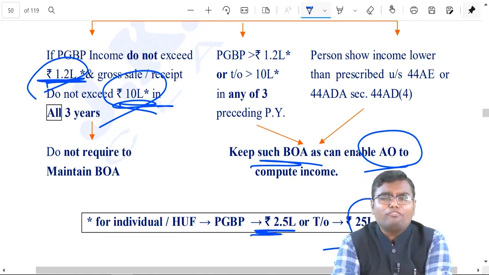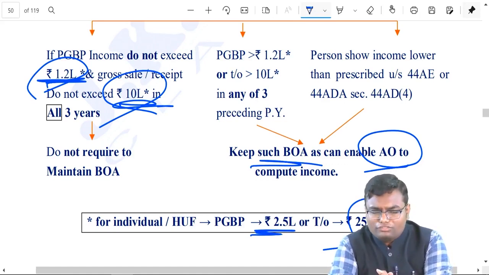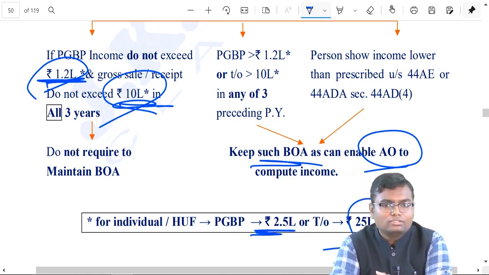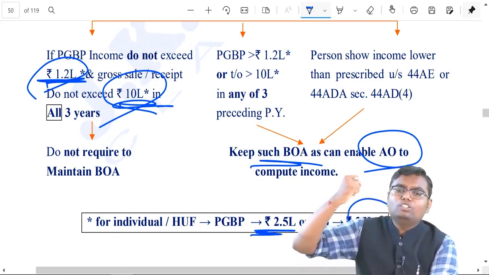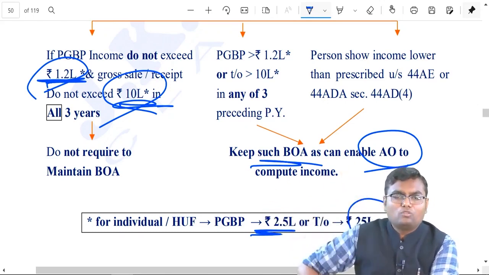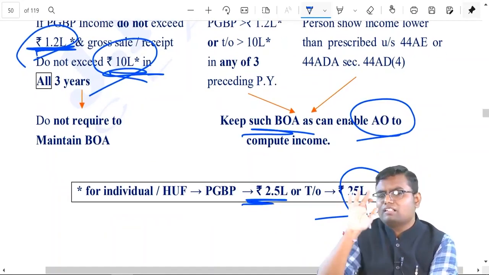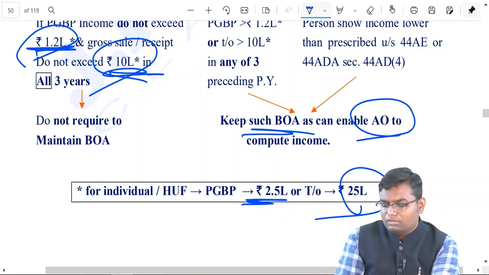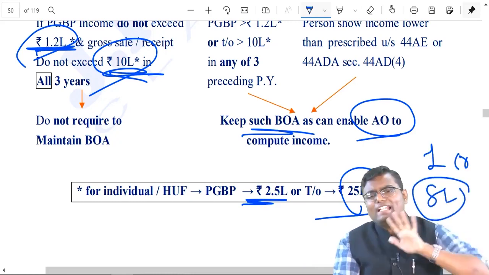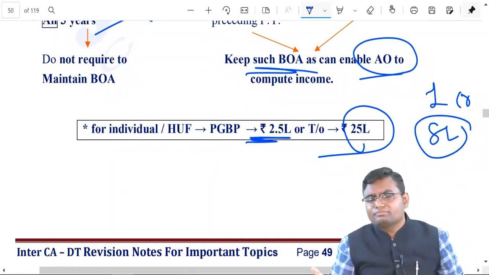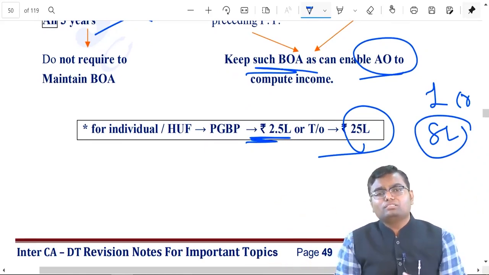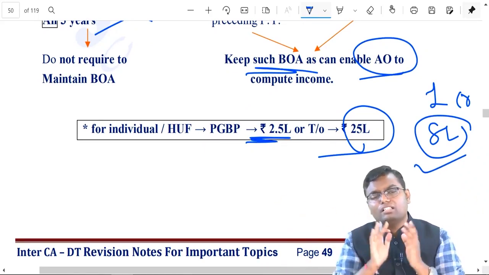Now, instead of following any provision of the PGBP, if they are covered under those 3 sections, they just directly need to apply the percentage of their turnover which is given in that section. For example, 44AD says 8% of the turnover will be deemed PGBP income. Let's say I have turnover of 1 crore, then I have to directly show 8 lakh rupees of PGBP income. That's it. I don't have to apply any PGBP provision, and this will be called my PGBP income.